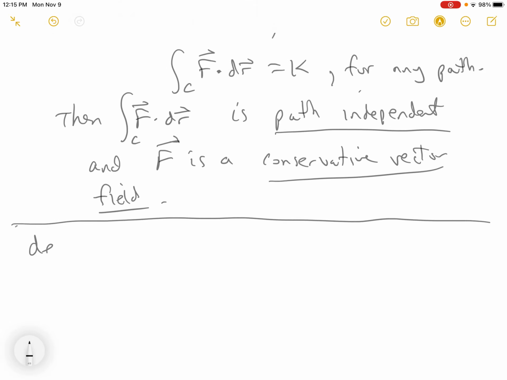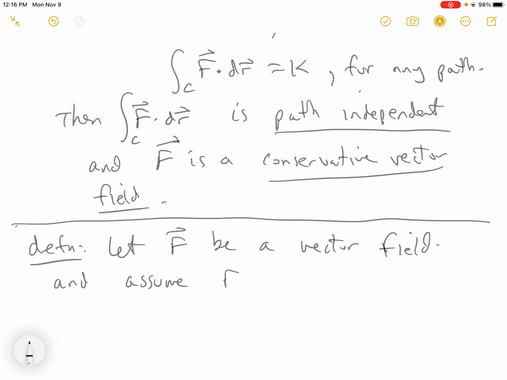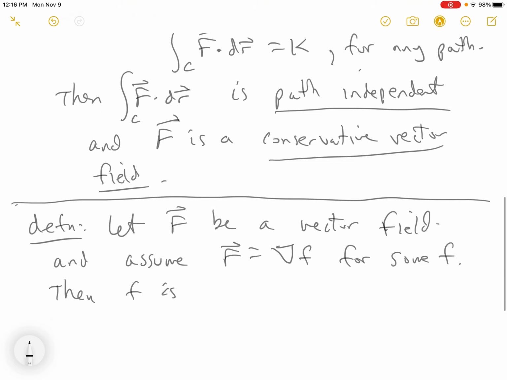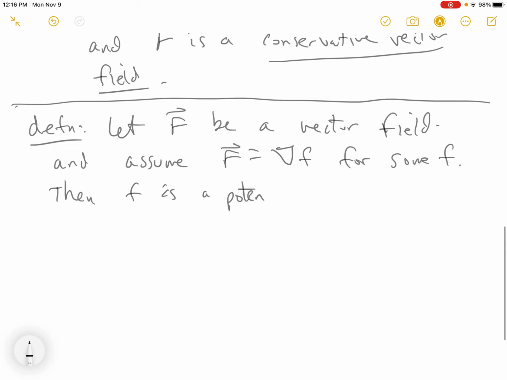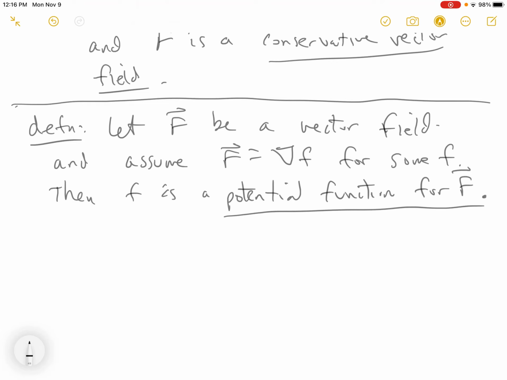So here's a definition. Let F be a vector field, and assume F is a gradient vector field for some f. Then f is a potential function for F.